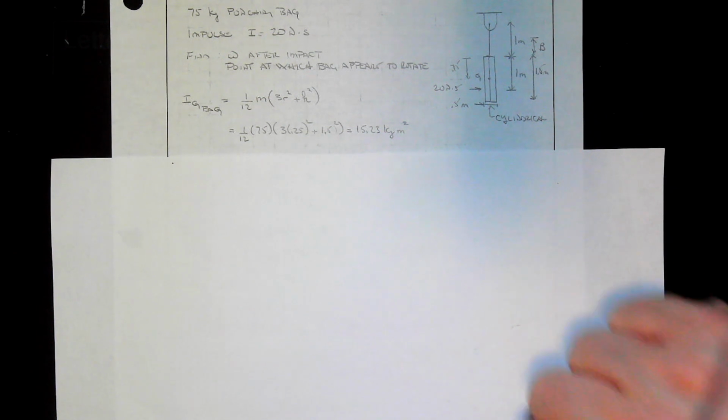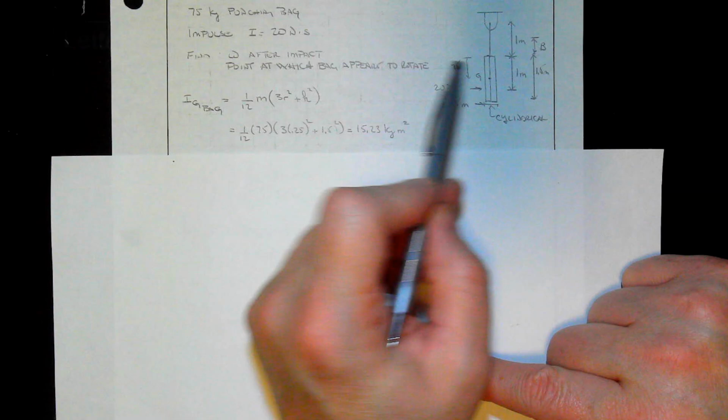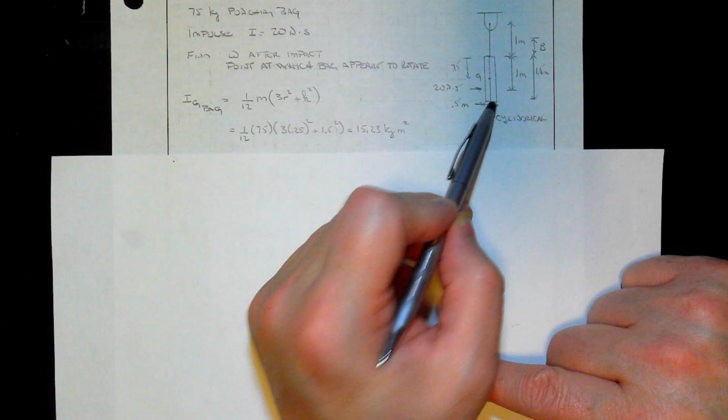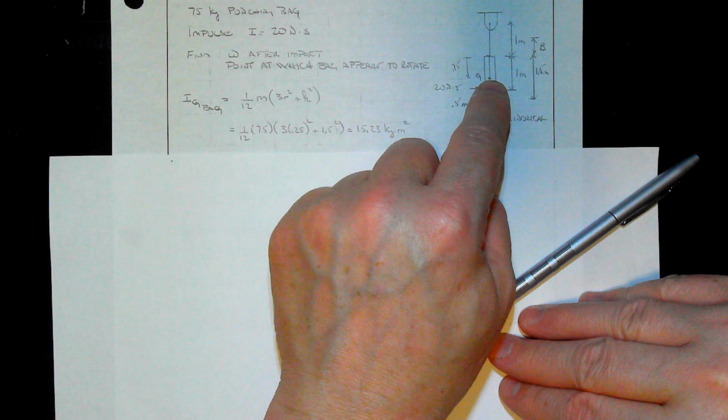All right, so what I have here is a punching bag, a 75 kilogram punching bag. And right here, somebody provides a linear impulse. You can tell that by the units, 20 Newton seconds. So they're punching, and we see 1 meter down along the bag. Here's where the punch happens. The bag itself is 1.5 meters, so G is 0.75 meters down.